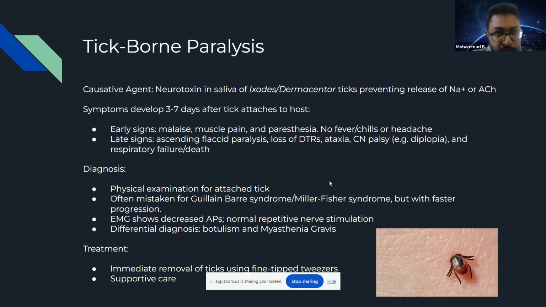It could be double vision. It could be trigeminal neuralgia. It could be anything to do with the cranial nerves. And eventually, if it's not removed, a patient could end up with respiratory failure and death.